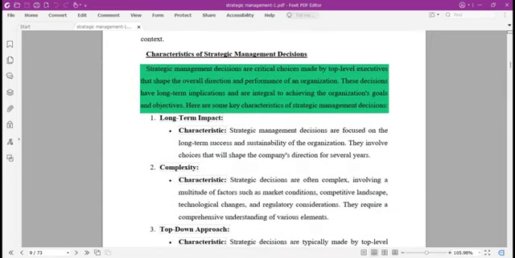We want to move to attributes or characteristics of strategic management decisions. Strategic management decisions are critical choices made by top-level executives that shape the overall direction and performance of an organization. These decisions have long-term implications and are integral to achieving the organization's goals and objectives.